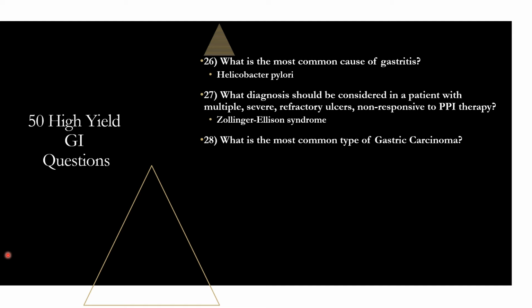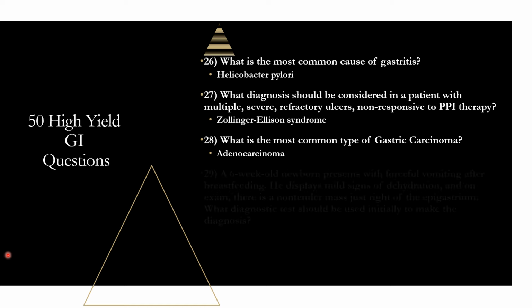Question 28, what is the most common type of gastric carcinoma? Most common type of gastric carcinoma is going to be adenocarcinoma in about 90% of patients.